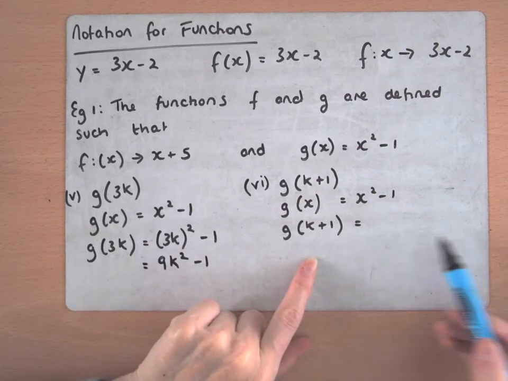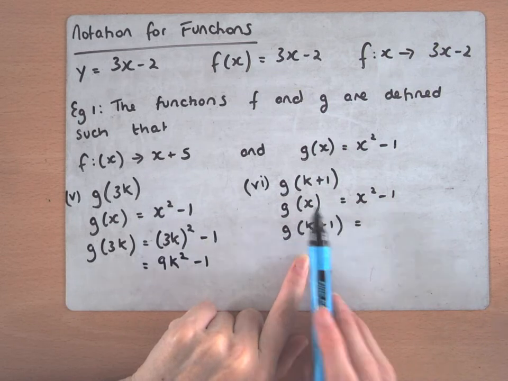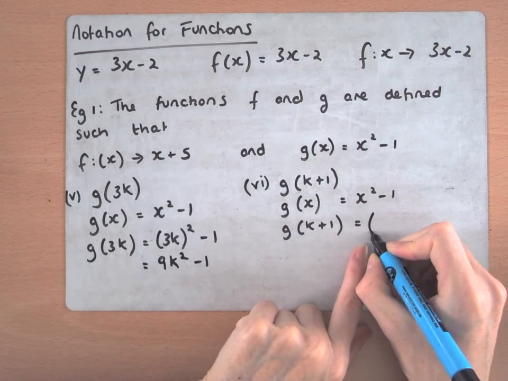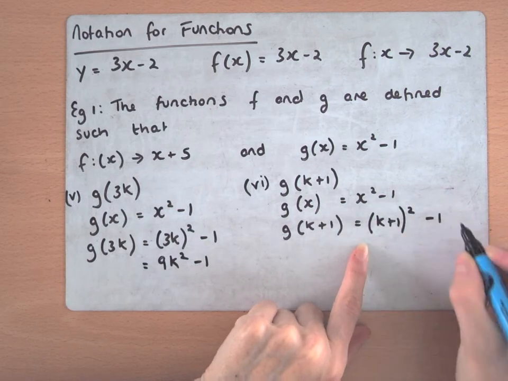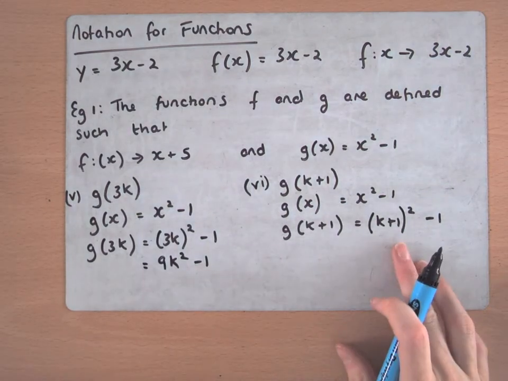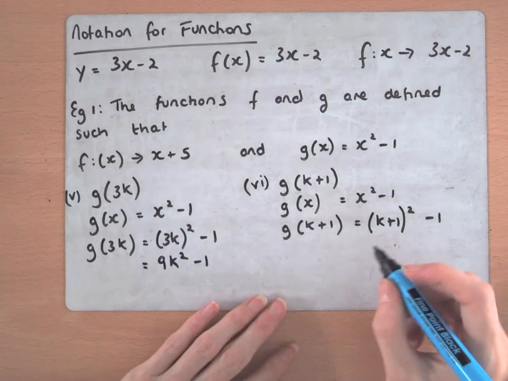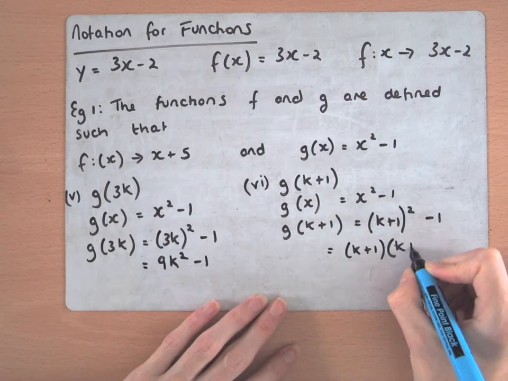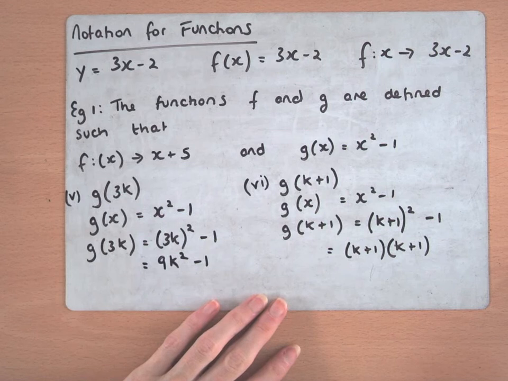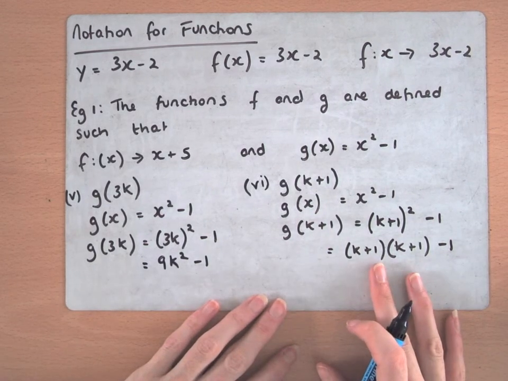Come back over here to me. We want k plus 1 instead of x. So over here we're going to do k plus 1 to be squared. Can you remember how to square? It's a long time ago now, isn't it? Multiply by itself. So that's going to be k plus 1 by k plus 1. Don't forget the minus 1.